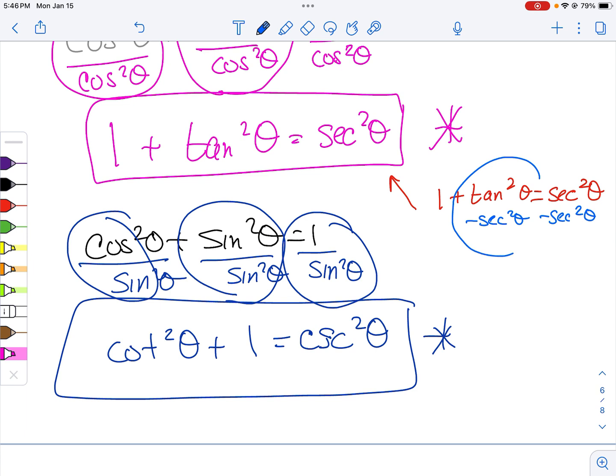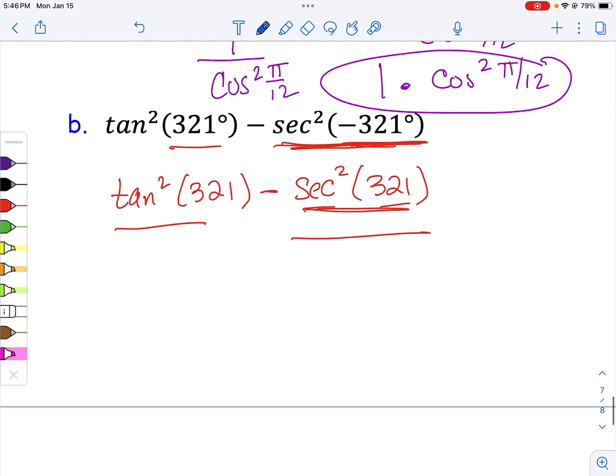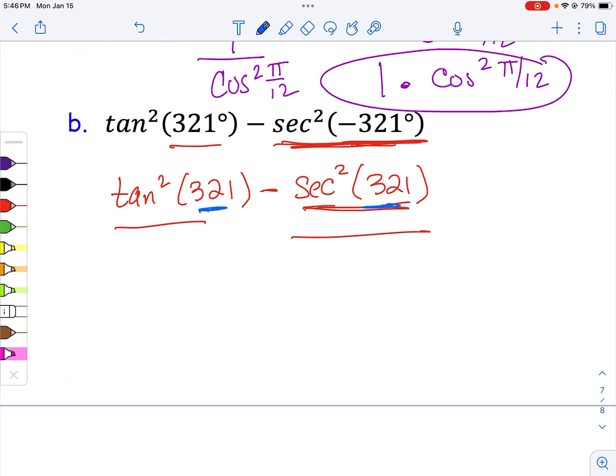So now I have tangent squared minus secant squared, but that means I need to move this 1 to the other side. So I know that tangent squared of an angle minus secant squared of an angle has to equal, because those go away, -1. So as long as those angles match, it's going to be equal to -1. And because we used the negative angle identity to make them match, I know my final answer is -1.